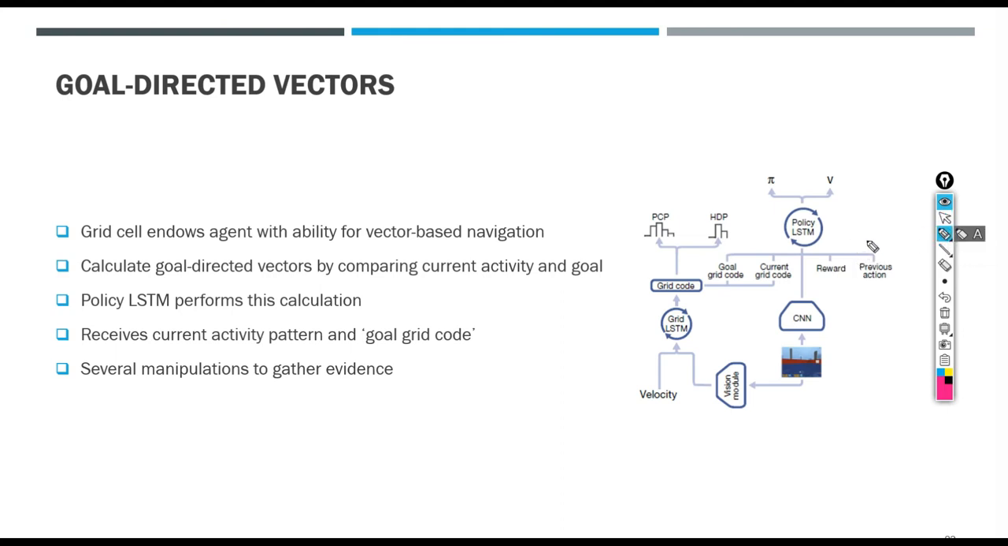If you look at the figure on the right, you will see that the policy LSTM receives the current activity patterns, also termed the current grid code. And if we also look at the figure, we can see that it also receives the goal grid code, which represents the last time the agent reached the goal. So multiple pieces of evidence were presented in this paper in support of vector-based navigation by performing several manipulations. And in the upcoming slides, we will look at the different manipulations or tests that were performed to provide the evidence for the hypothesis.